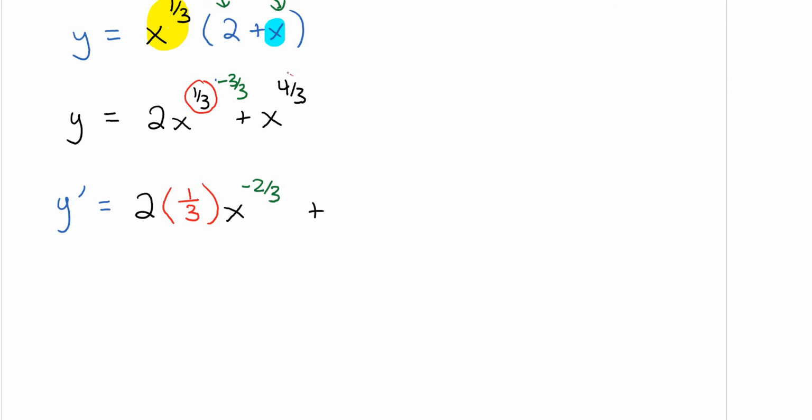And then I have this 4/3. The 4/3 would come in front here, so it'd be 4/3 x to the power of, and then I would subtract 3 over 3 because that's the same thing as subtracting 1. So 4/3 minus 3 over 3 is going to be 1/3.